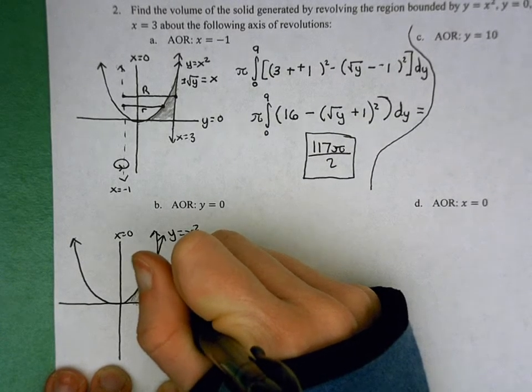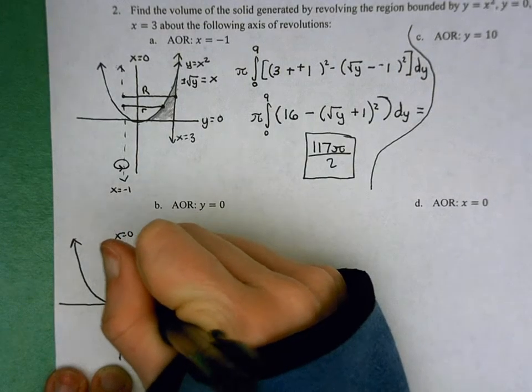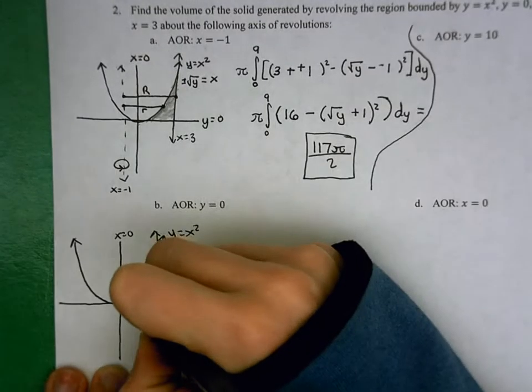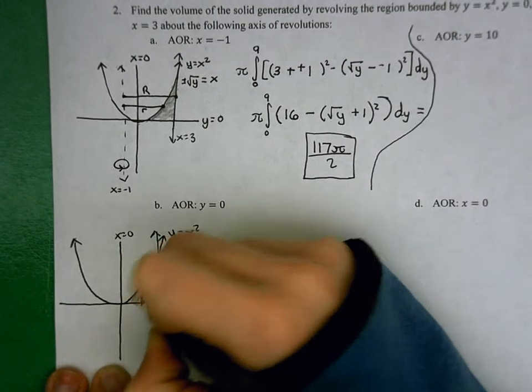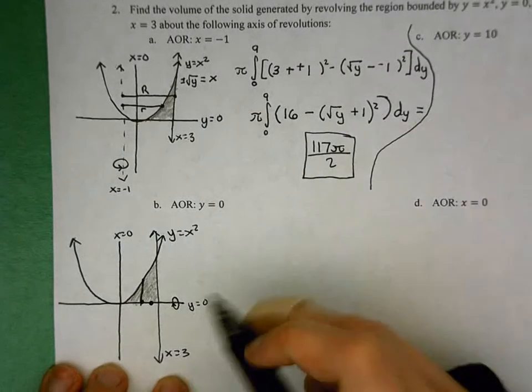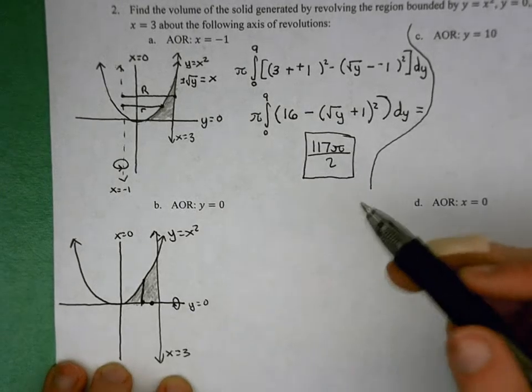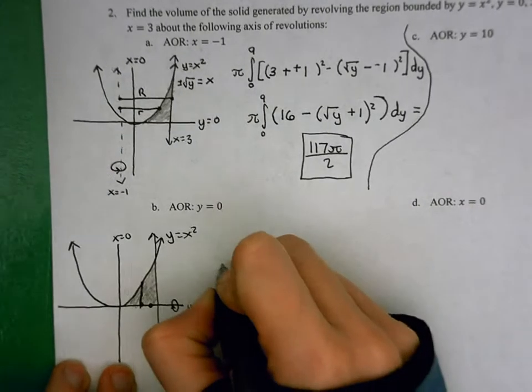It's the x-axis. So I'm going to go ahead and draw in my big R from the axis of revolution as far as I can go, and my little r from the axis of revolution as close as I can go. And in this case, the axis of revolution is part of our shaded region, so there's no distance for our little r. And I'm going to go ahead and set this up.